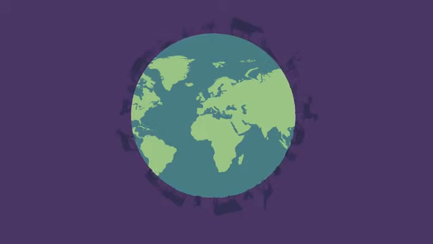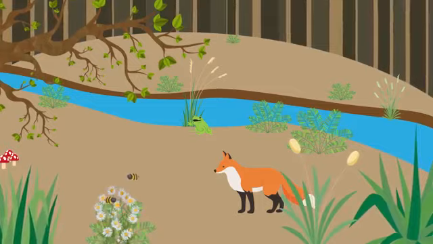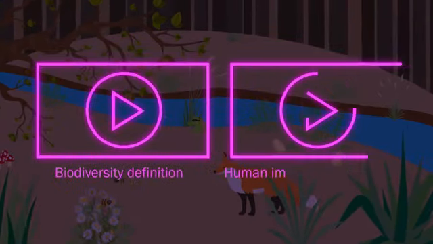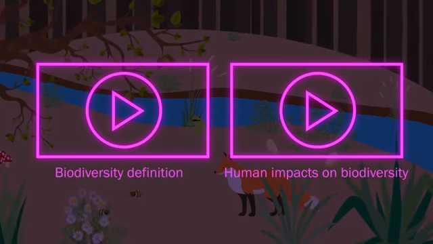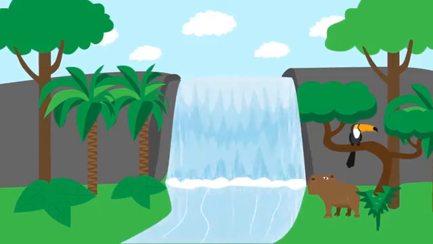Biodiversity is a variety of life. It can be studied on many levels, from looking at all of the 8.7 million species on our planet to a specific ecosystem like a patch of woodland. We looked at biodiversity in this video and the human impacts of biodiversity in this video. In this video, we're going to look at the importance of biodiversity to humans.